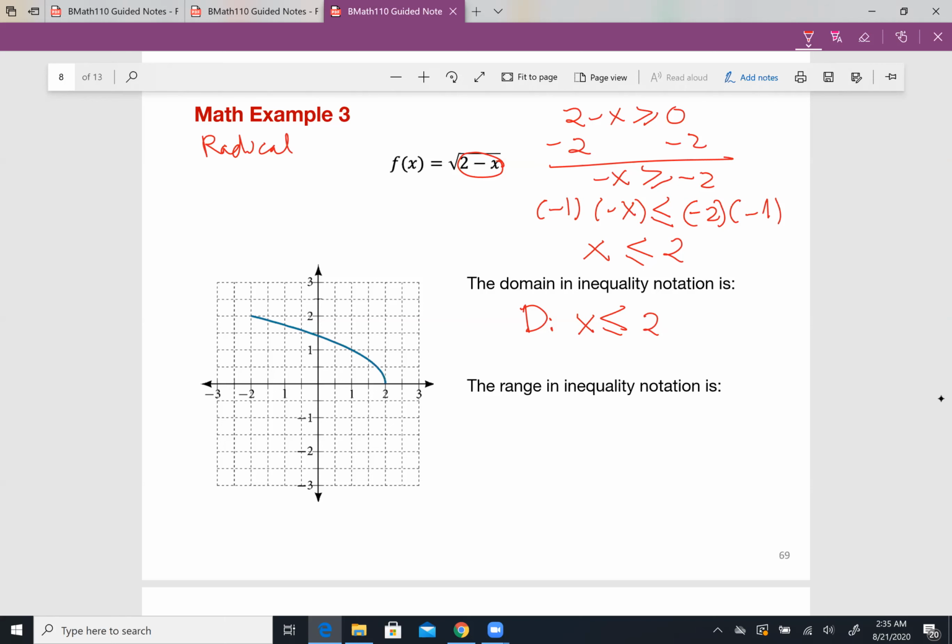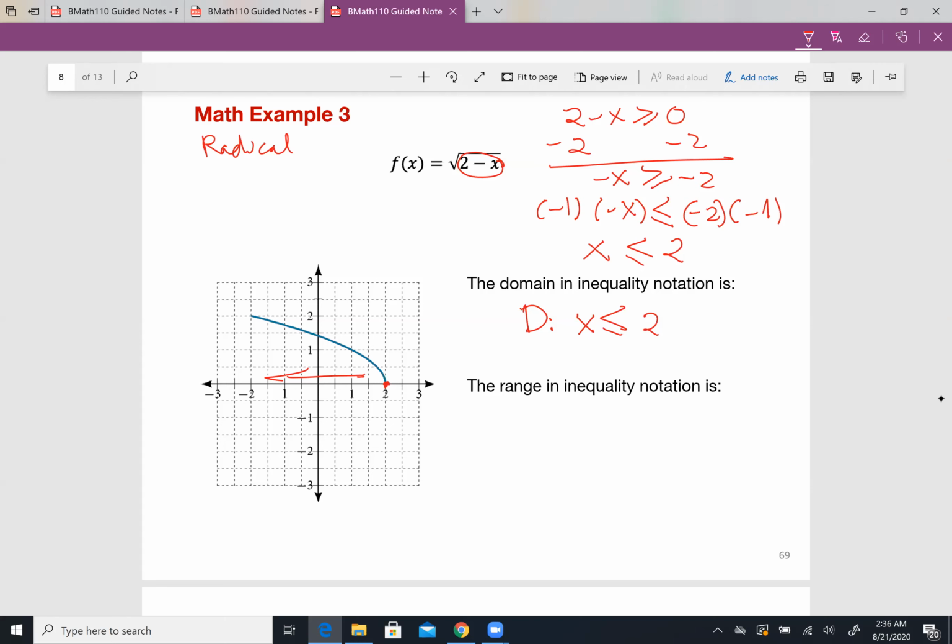And you can see that from the graph here. The graph starts from x here and just keeps going down to the left. That's the reason why you have x less than or equal to 2.